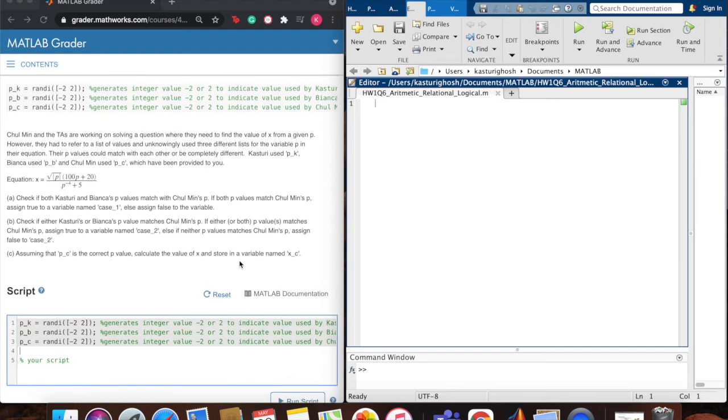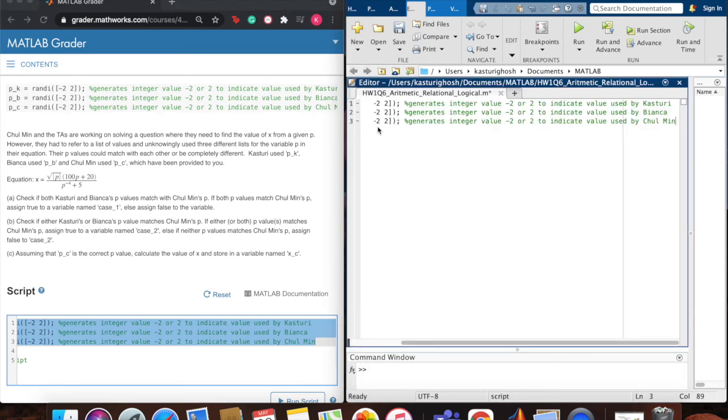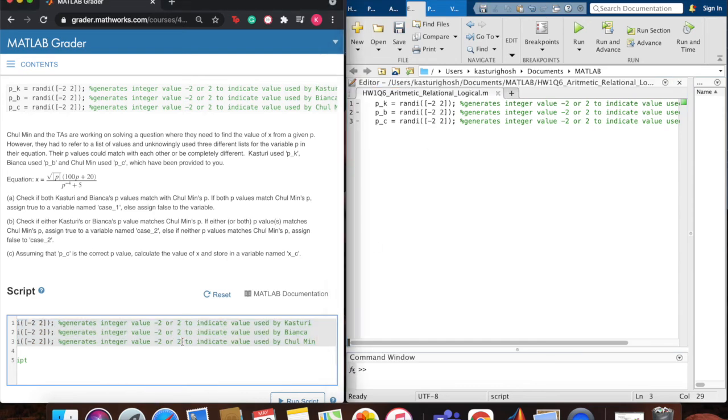So I'm going to take a look at the code snippet. Yes, I have all 3 values of pk, pb, and pc. I'm going to take this and paste it in my MATLAB. So as I can see, pk, pb, and pc are randomly generated integer values ranging from -2 to 2. And this is the p value that each one of these people used.